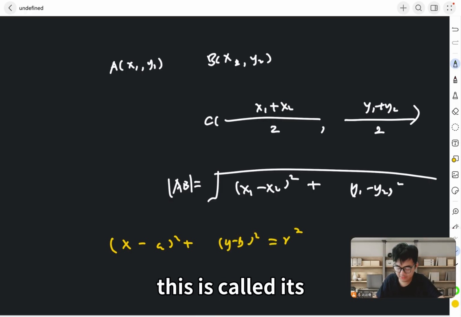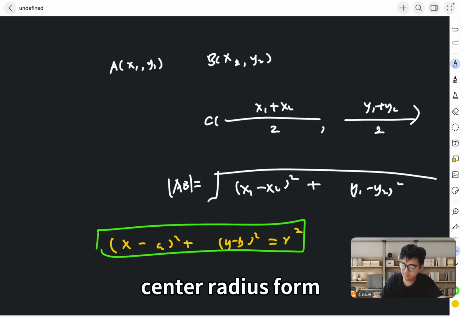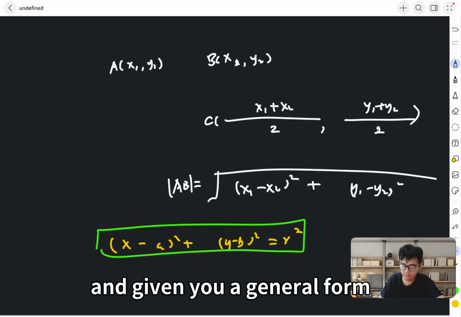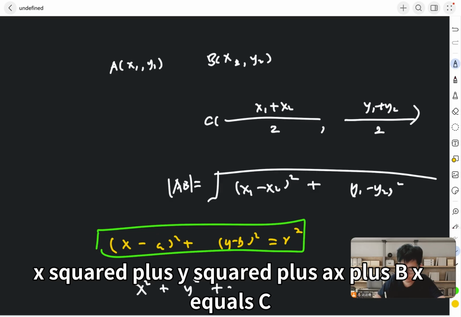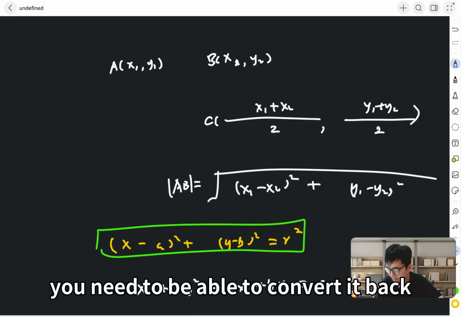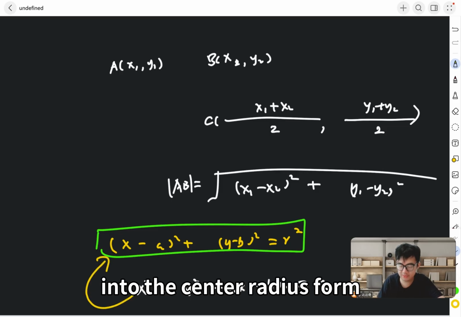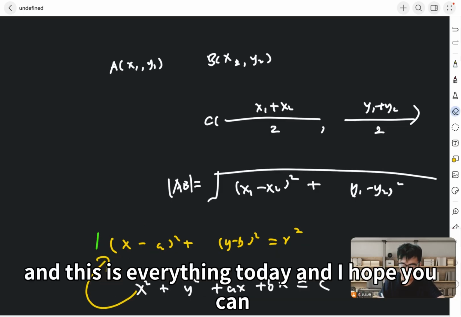This is called its center-radius form. And given a general form, x² + y² + ax + bx = c, you need to be able to convert it back into the center-radius form. And this is everything today.